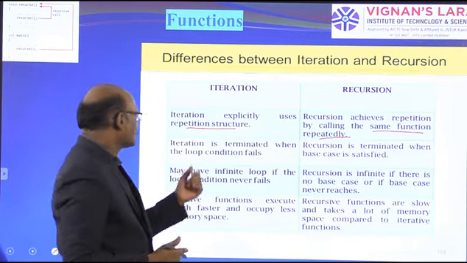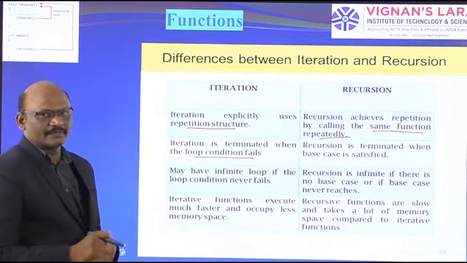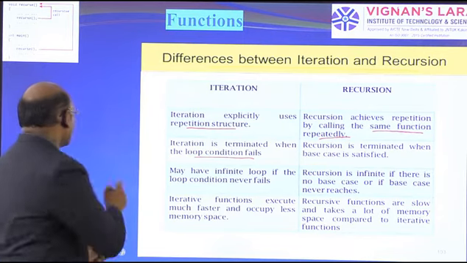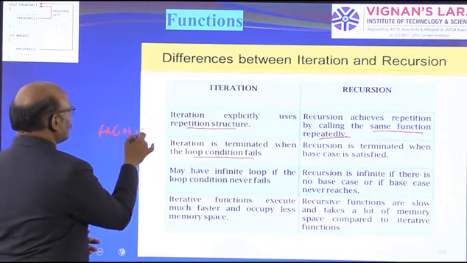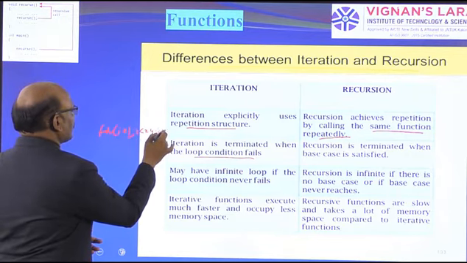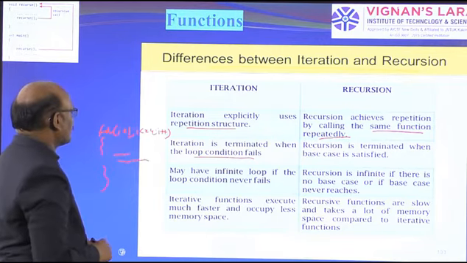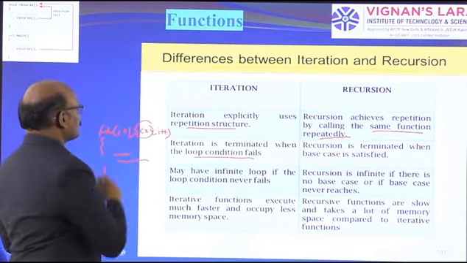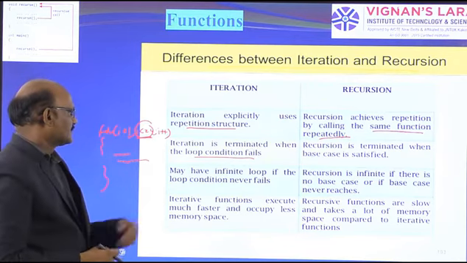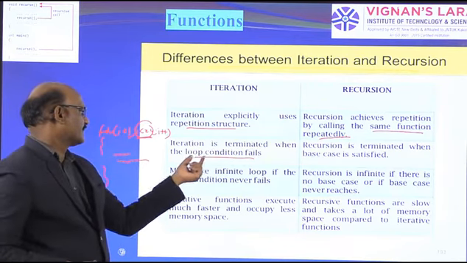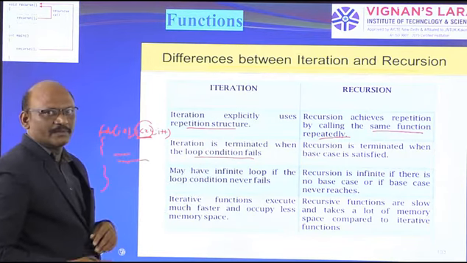Iteration is terminated when the loop condition fails. For example, a for loop: suppose for i equal to 1, i less than or equal to 4, i plus plus. This loop will be executed as long as this condition is true. Whenever this condition fails, it will terminate. When this condition fails, the loop will be terminated.